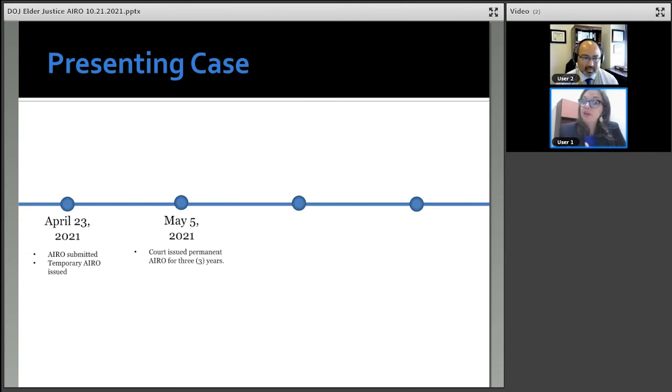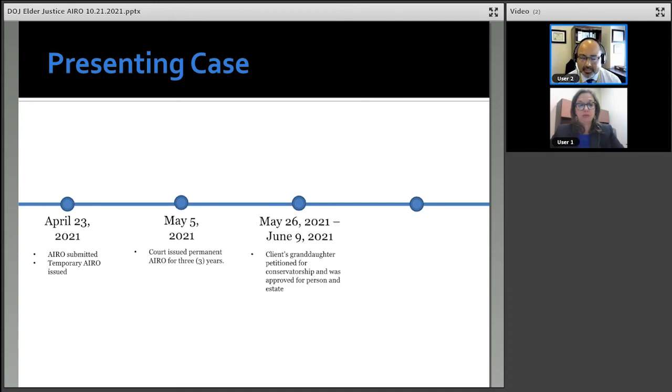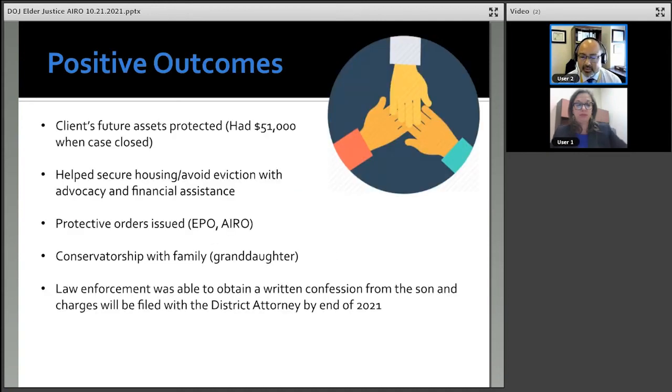So at the very beginning, we were hesitant to do financial cases, but this is one where we were able to demonstrate with enough evidence that the AIRO was really needed in order to safeguard this client's assets. Is there anything you want to add, Ray? This case is an example of where there were other bases for which we were seeking the AIRO, but the focus of this case was on financial abuse.